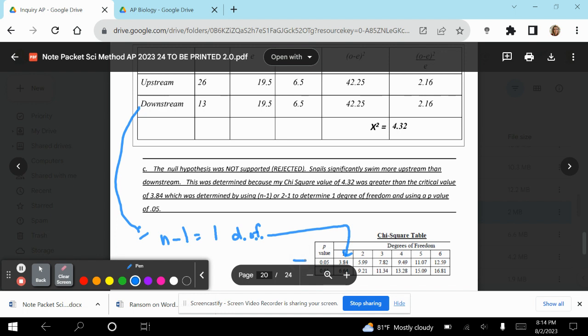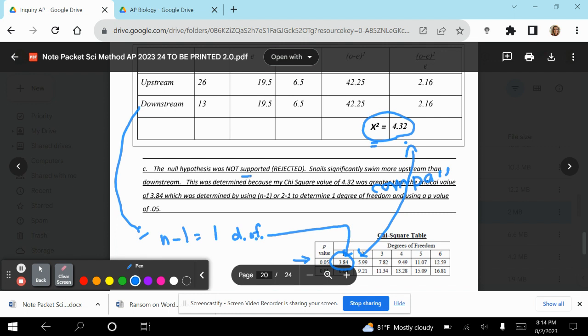I always use that p-value of 0.05. My critical value is 3.84. So now that I know that's my critical value, if you look here, now we have to compare these. And it looks like my chi-square value is greater, now for the first time in these examples. It's greater than that critical value of 3.84. So if that's the case, we're going to say the null hypothesis was not supported. We reject the null. The null says that they don't have a preference, that they would evenly go upstream and downstream, but we're rejecting that.